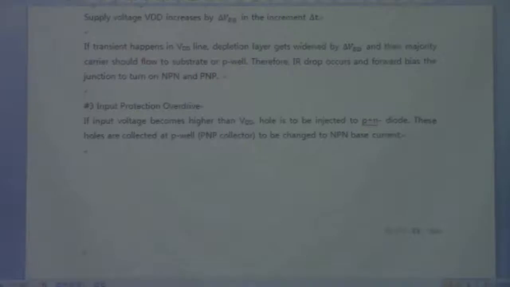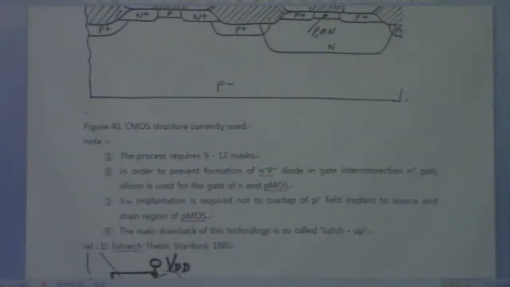Let me see, where is the loop? And according to, wait a minute, why can I not find the, let me see, give me a minute. Okay, this is the criterion for the latch-up to occur.